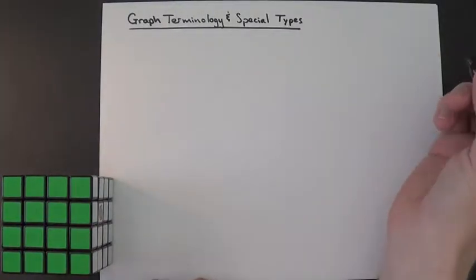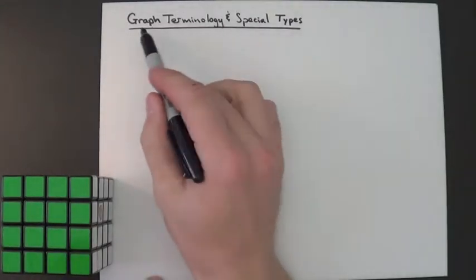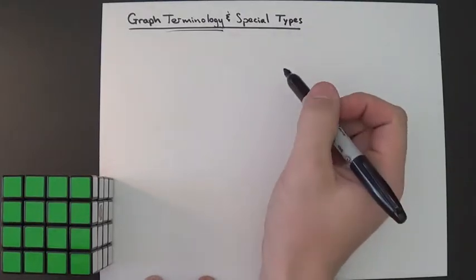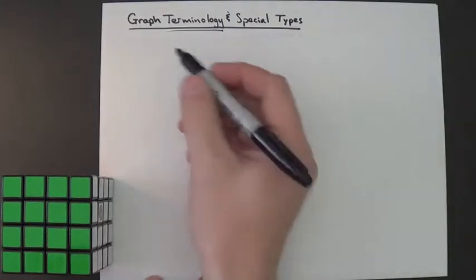Graph terminology and other special types of graphs. This section is going to be mostly about the terminology used in graph theory. We'll talk a little bit about the special types, but mostly about just terminology.